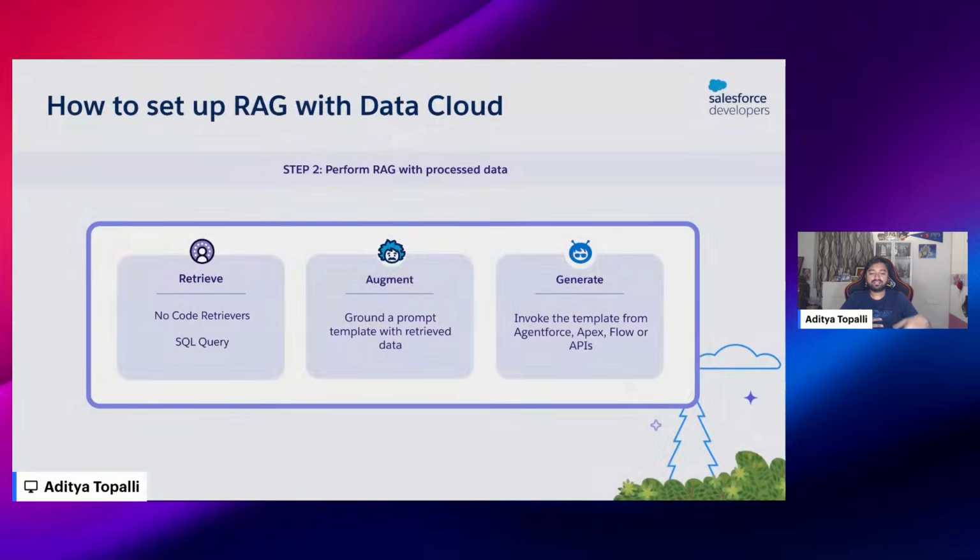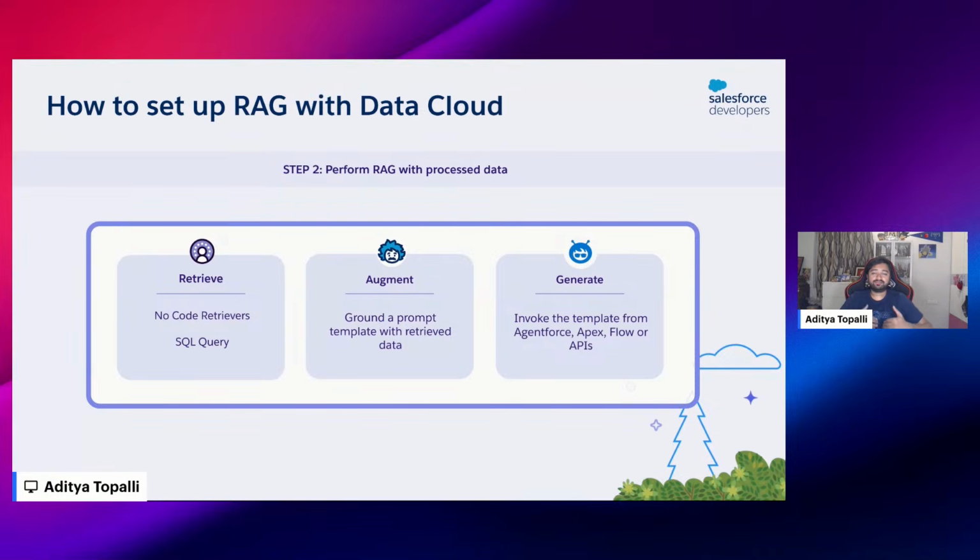Now, step two is how do I access this? How do I query against this sequence of numbers, or how do I query existing structured data? And how do I augment my prompt with all of this data? So that is where RAG comes into the picture, where the first step is to retrieve.